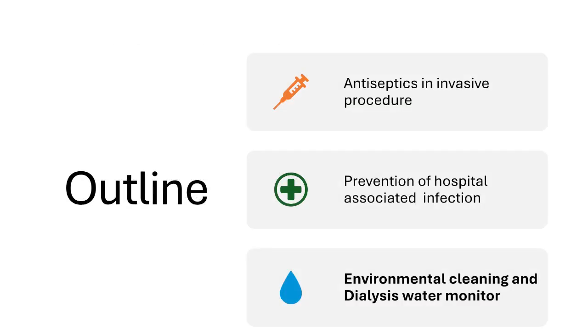Now we move to the final part of the session, which focuses on 2 important areas in dialysis infection control. The first is environmental cleaning, because many pathogens can survive on surfaces for weeks or even months. The second is dialysis water monitoring, which is essential for preventing outbreaks and keeping patients safe. These 2 parts form the foundation of a clean and safe HD unit.